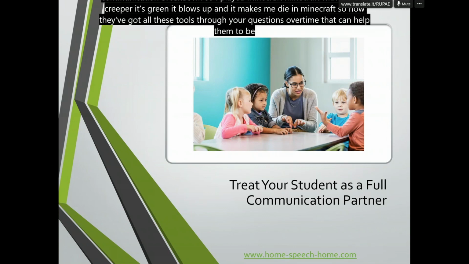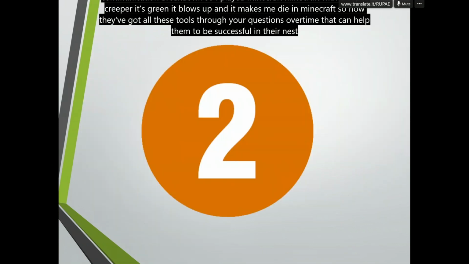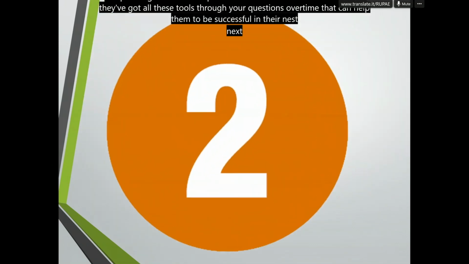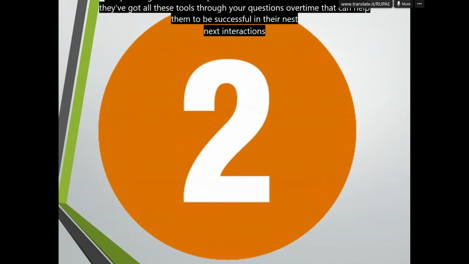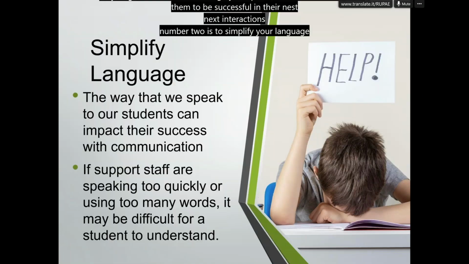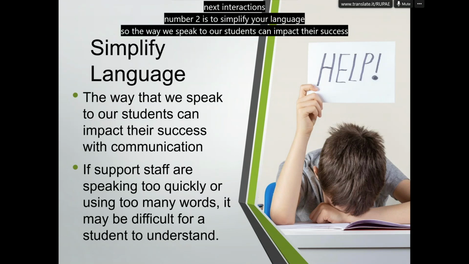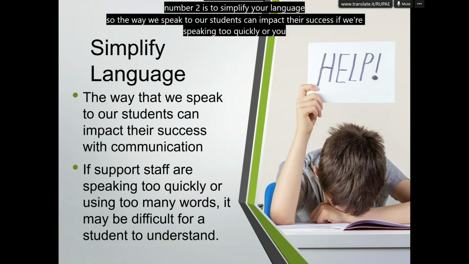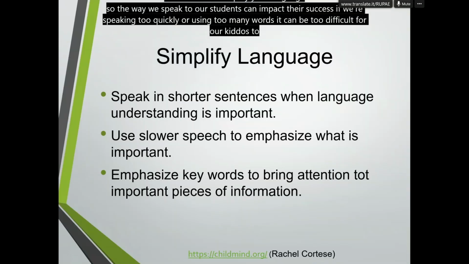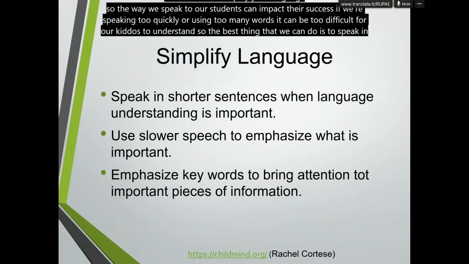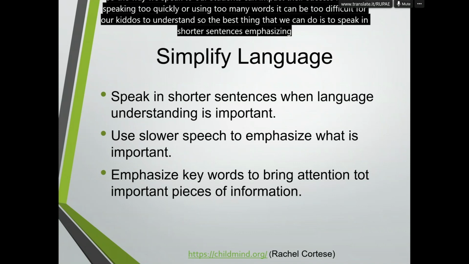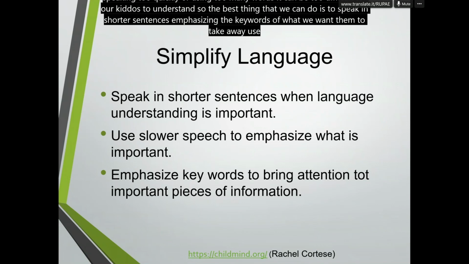Number two is to simplify your language. So the way we speak to our students can impact their success. If we're speaking too quickly or using too many words, it can be too difficult for our kiddos to understand. So the best thing that we can do is to speak in shorter sentences, emphasizing the key words of what we want them to take away. Use intonation and slower speech to emphasize what's important.